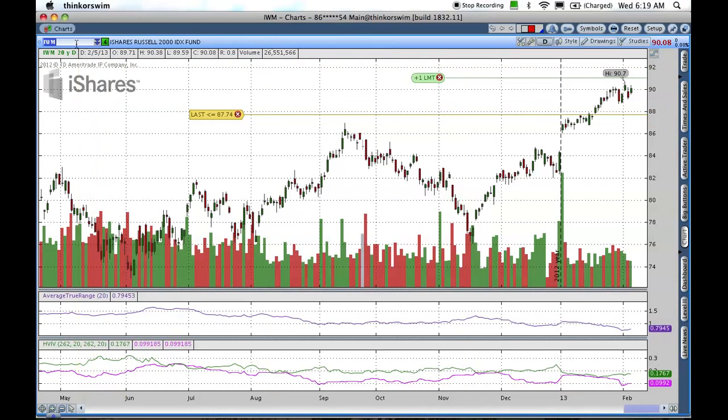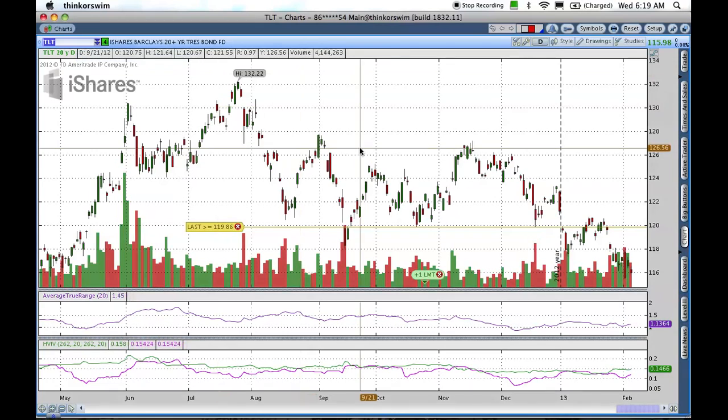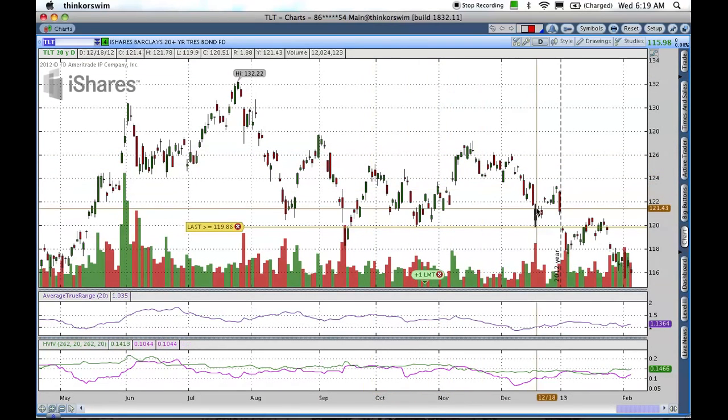Let's take a look at another market here. Let's take a look at bonds, and I like to trade the long bond, the TLT. As you can see here, bonds chopped around and then they broke down here. We're about 116 or so, and our stop level here is 119.86.